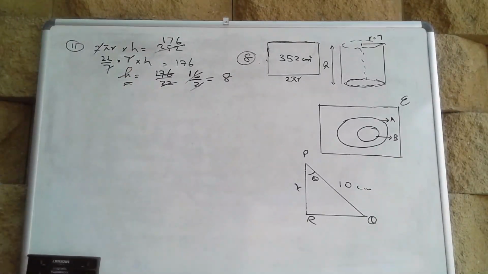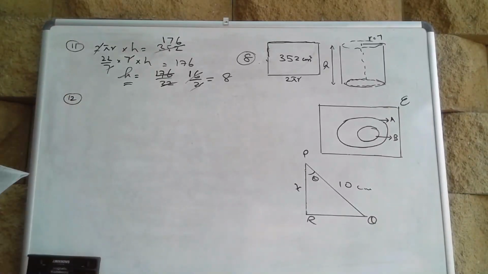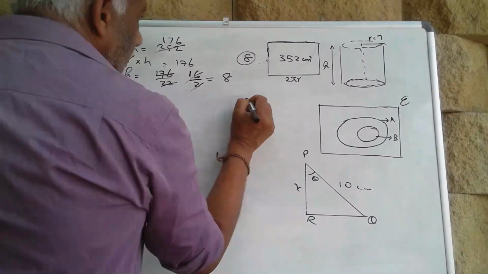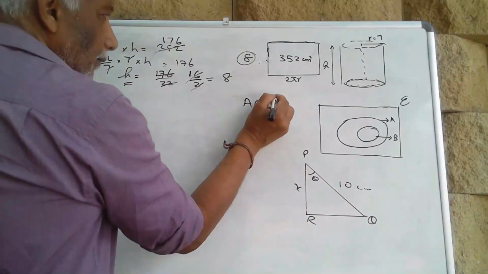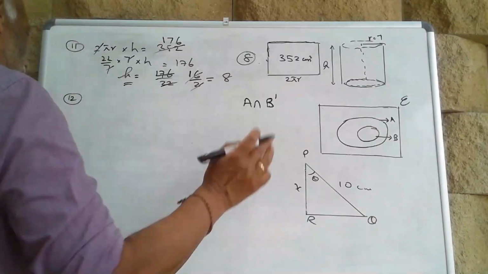Number 12. If you look at the question, they say, in the given Venn diagram, shade the region A and not B. So they don't want to include the B. So that's going to be B prime. We can call it B dash or B prime, whatever it is.